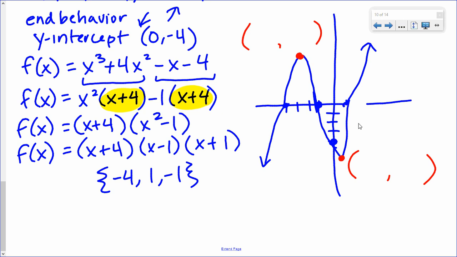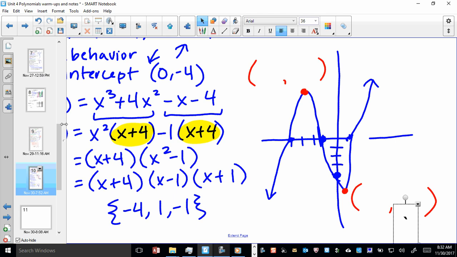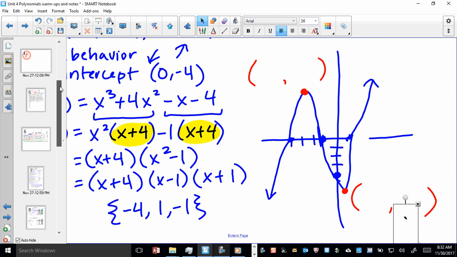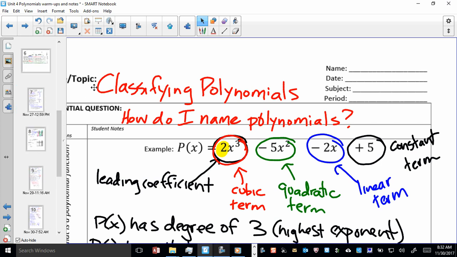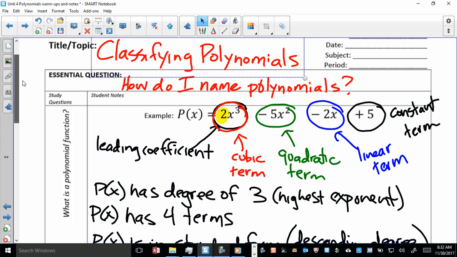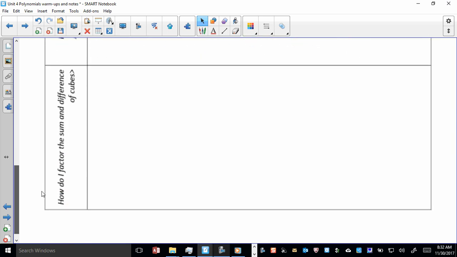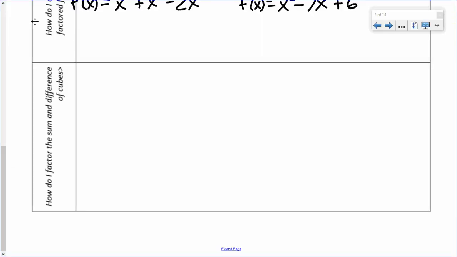Okay, final thing you're going to do today is to go back to your notes, and I need to go back a few pages, the notes that we took the first day that we never actually finished because we ran out of time. These notes are called Classifying Polynomials. And I want to finish up the bottom, which is factoring the sum and the difference of cubes. A couple people have already asked me about this.